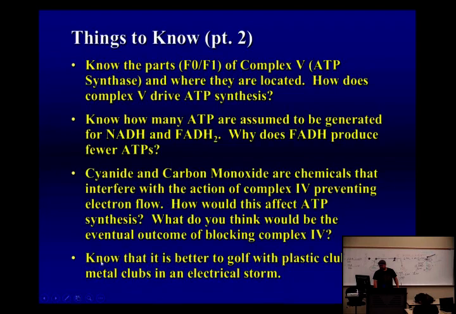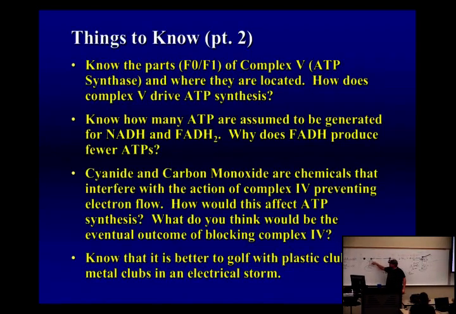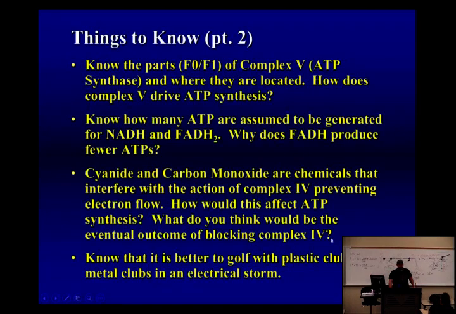Why is it better to golf with graphite shafts than steel shafts in an electrical storm? Because plastic doesn't conduct electricity. Right, so the point is different things have different affinity for electrons. If this was less electronegative than that, would the electrons go this way? It would stop, right? So it's important that these are in this specific order in the electron transport chain, or they wouldn't be able to pass on the electrons because they each have a higher electronegativity.